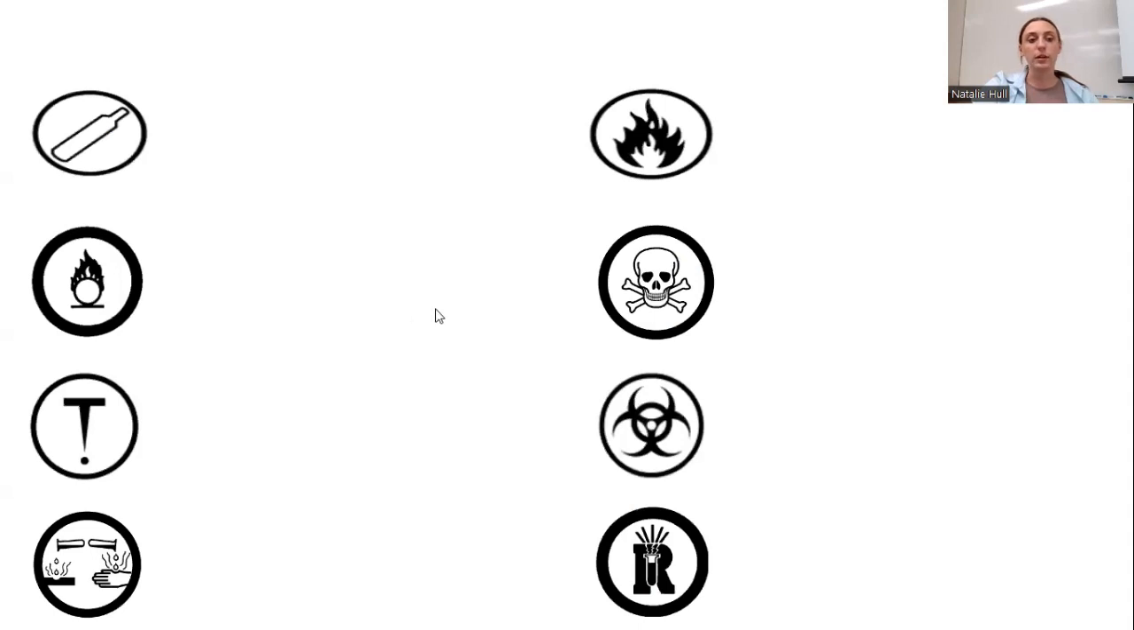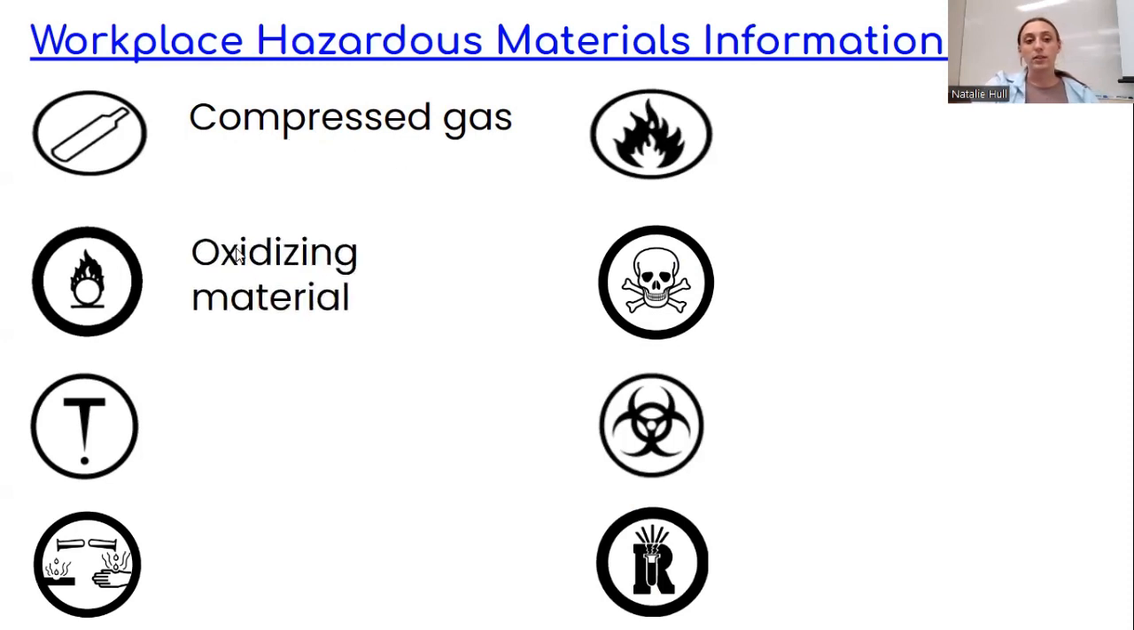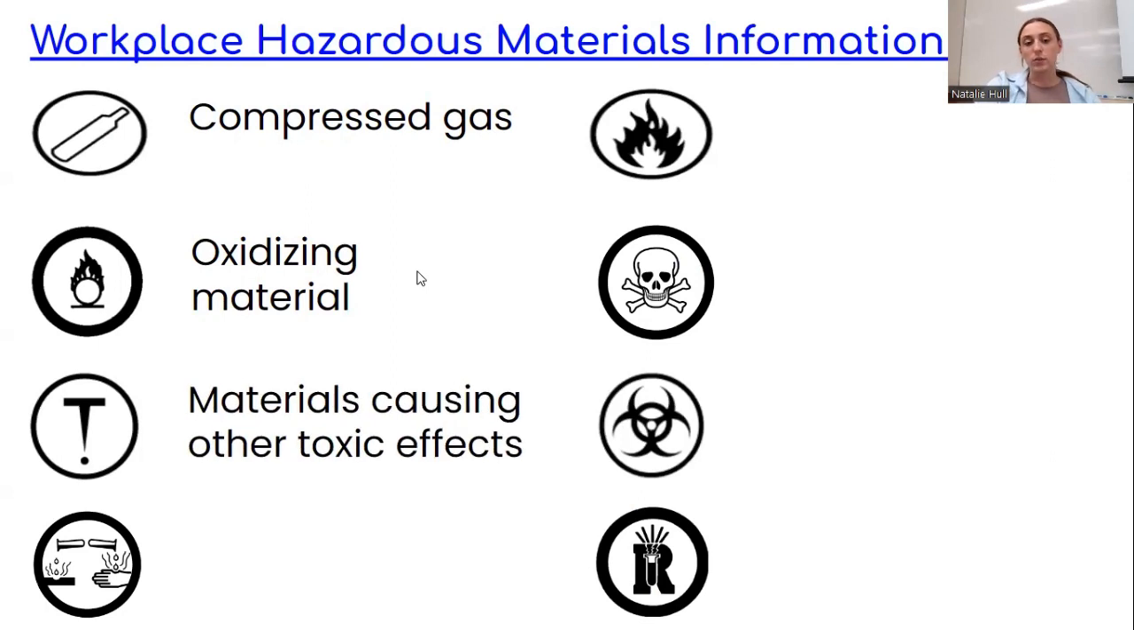Okay, so there's a few different symbols, and these are called pictograms, that tell us what kind of materials we're using and what their dangers are. So this first little bottle basically tells you it's a compressed gas. This next one tells you it's an oxidizing material. This little T tells you that it's something that would cause a toxic effect. It might not cause death. It's a little bit less dangerous than the skull and bones, which we'll talk about in a second, but it's still toxic. This next one means that there's corrosive material.